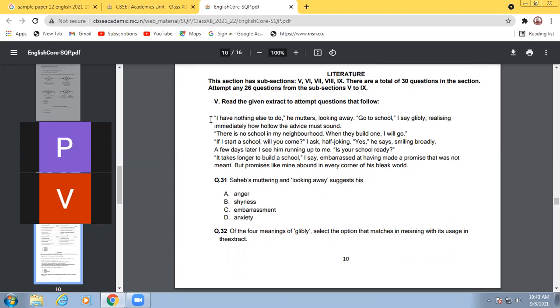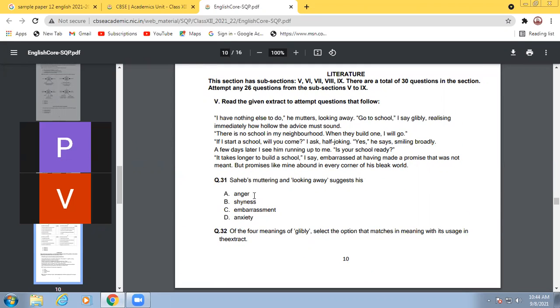Okay. Now we have come to literature now. Read the given extract to adapt questions at all. I have nothing else to do. Keep my notes. Go to school, I said, where I said, intimidating or followed by advice. For example, there is no school in my neighborhood than there is one I know. If I start a school, will you come? I ask after him. Yes, he says, I am ready. A few days later, I see him running up to me. Is your school ready? It takes longer to build us, I say. Embarrassed at having made a promise that was not meant, but promises and money around it, every corner of the school.